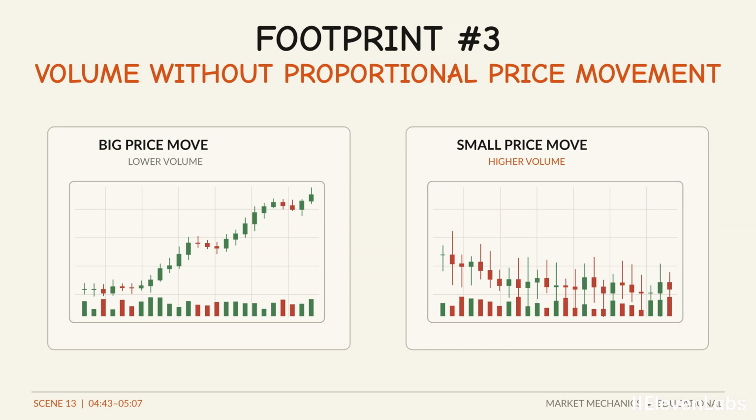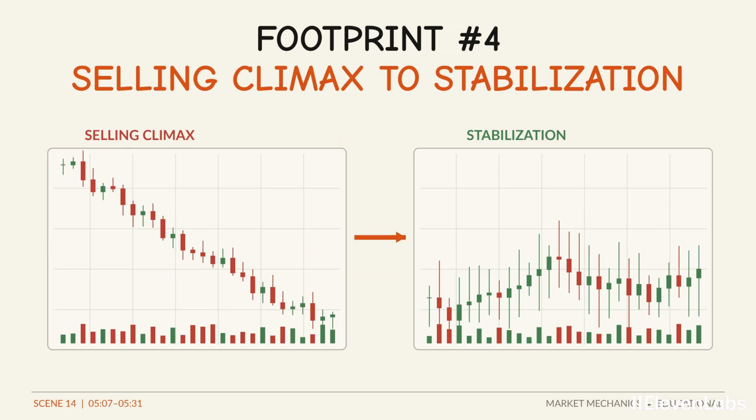This still does not identify the buyer, but it tells us transactions are being absorbed differently. The fourth footprint is a transition. Strong selling arrives, activity spikes, and then instead of continuing downward, price begins to stabilize. Volatility contracts. Downward momentum stops expanding. The market starts accepting prices inside a relatively narrow area. That shift from expansion to stabilization can be more informative than the volume spike by itself.